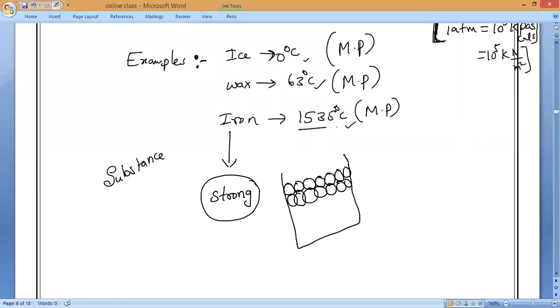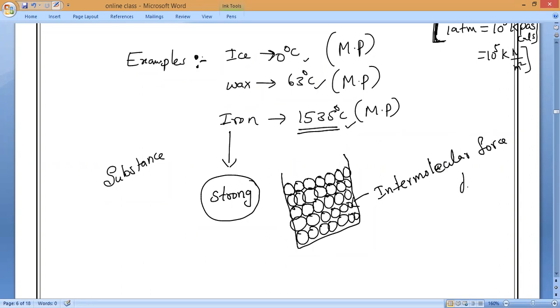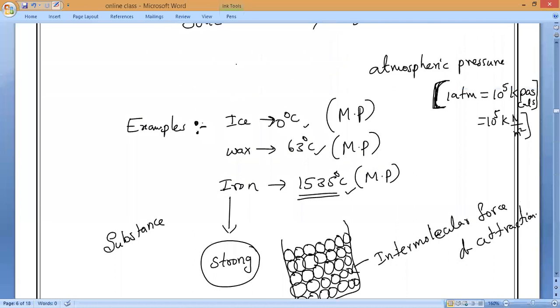Here, iron's melting point is 1535 degrees Celsius. What does that mean? The force of attraction is more. The particles have less intermolecular space, which means the intermolecular force of attraction is greater. If the force of attraction is larger, the melting point also increases.